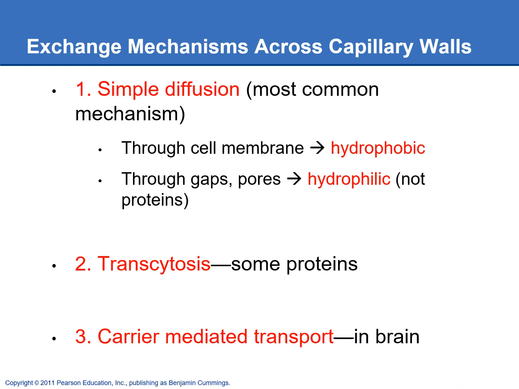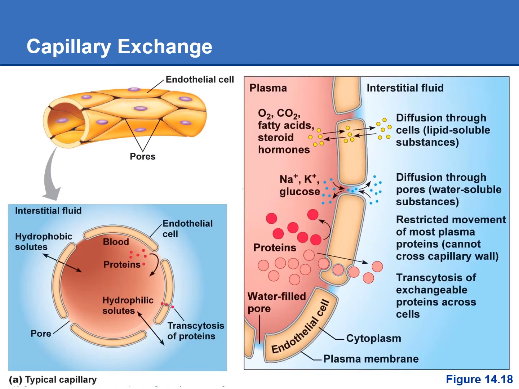There are three ways to do exchange across the capillary walls. Most commonly, simple diffusion is used, but we can also use transcytosis, and in the brain, where we have the blood-brain barrier, we do use transport proteins. So here's just a picture of a capillary, and notice we've got the small gaps in the walls of the capillaries between the endothelial cells. And if you have something that is hydrophilic and small, so like ions, glucose, amino acids, they can just go right through those gaps and just do simple diffusion to move between the blood and the tissues.